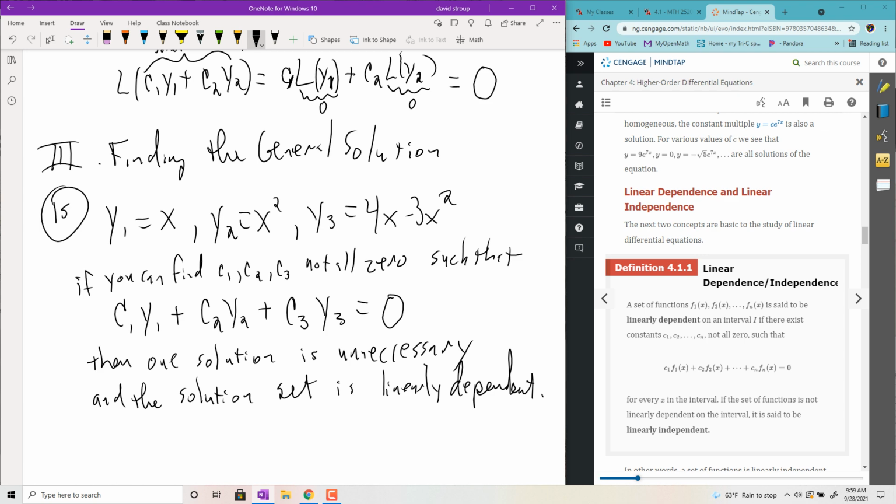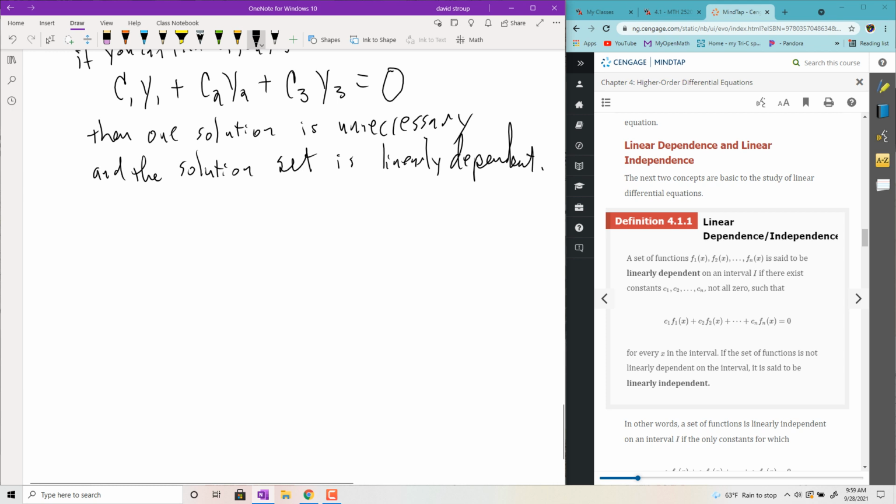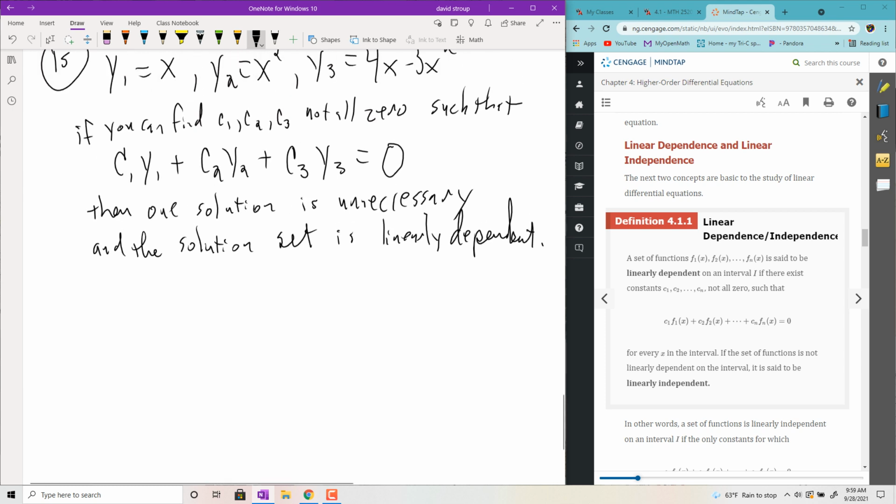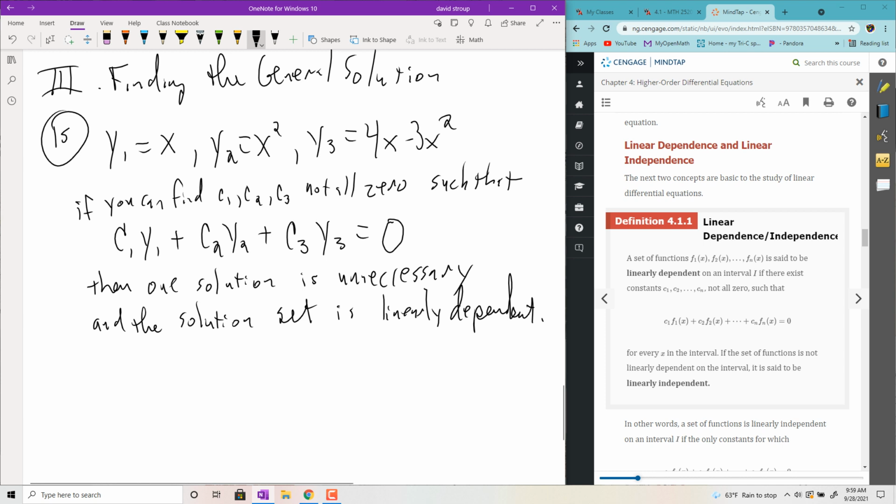Before I get ahead of myself, let's just find the C1, C2, C3 such that when I add them together it equals 0. And clearly you could put 0 in for C1, C2, C3 and it would equal 0. But note it says not all 0. If they're all 0, then nobody cares. That's trivial. We need to find ones that are not all 0. So let C1 equal -4, C2 equal 3, and C3 equal 1.